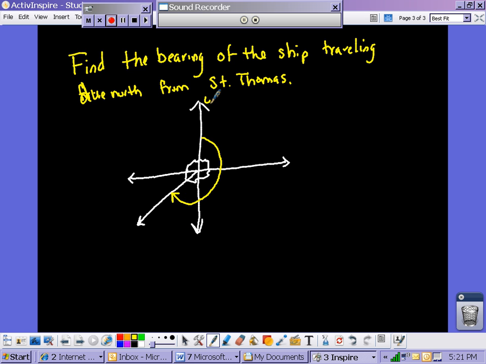So we know this is 0 degrees. We know this is 90 degrees. We know this is 180 degrees. We know this is 270 degrees. Okay, so we're in between 180 and 270. So we know we already went 180. So then half of 90 is 45. So 180 plus 45 is 225. So the bearing will be 225 degrees.